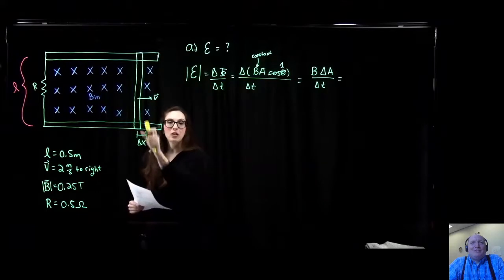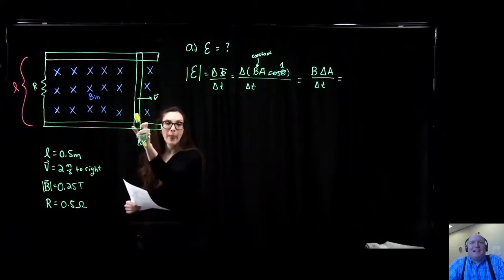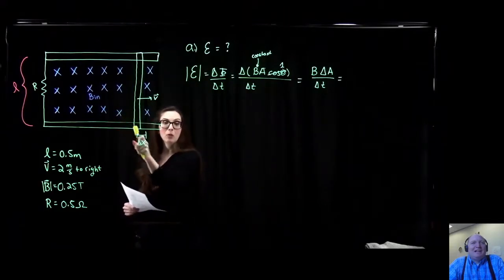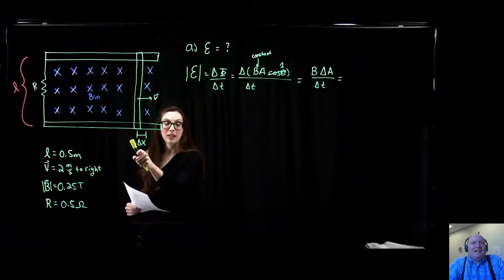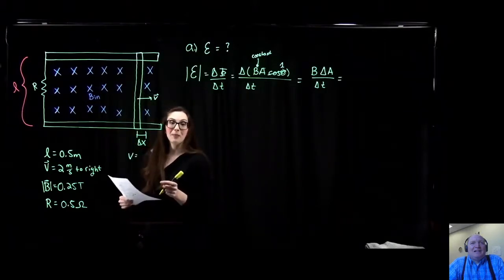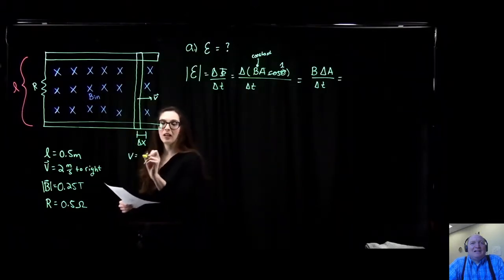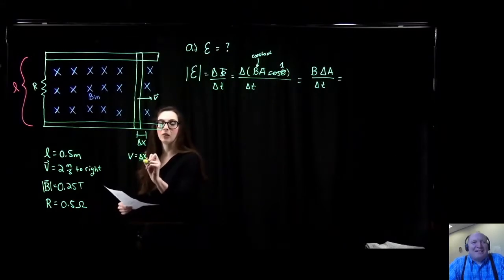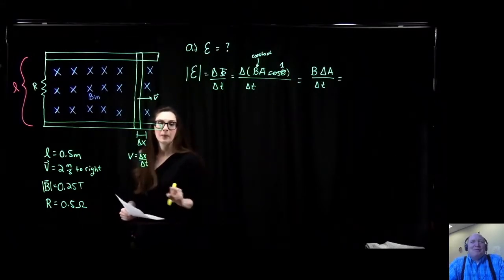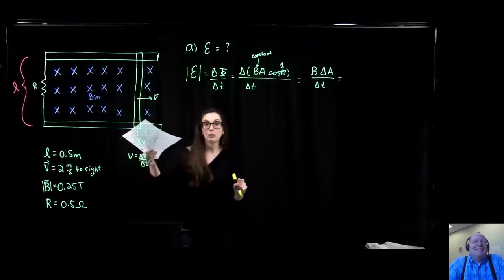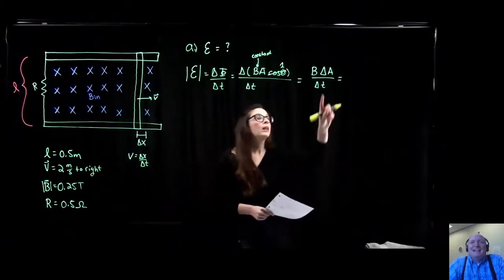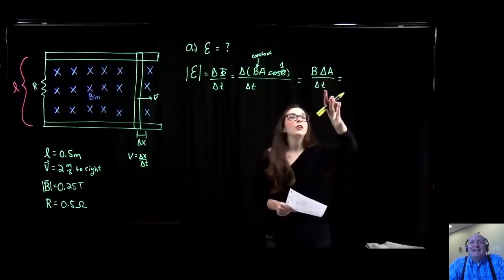Let's definitely imagine that I'm moving this rod. As I move it, I'm going to move at some increment delta x. So remember, maybe from last semester, that v is equal to delta x over delta t, the speed at which I'm moving my bar here. So b delta a over delta t.